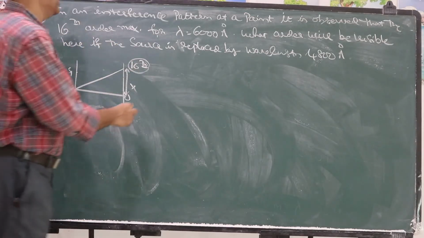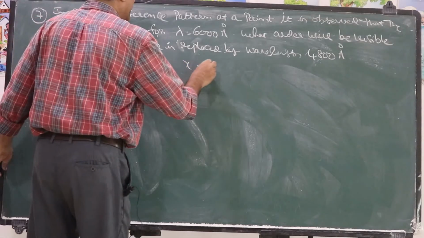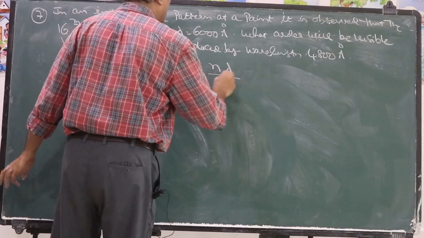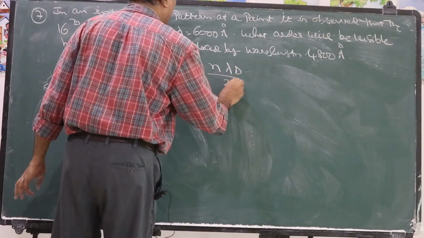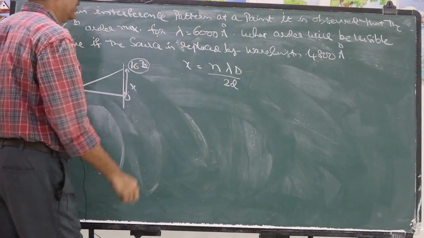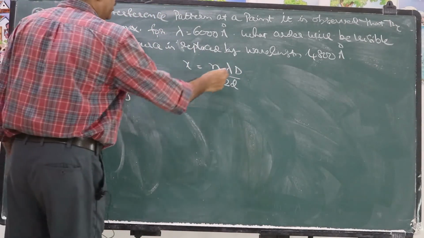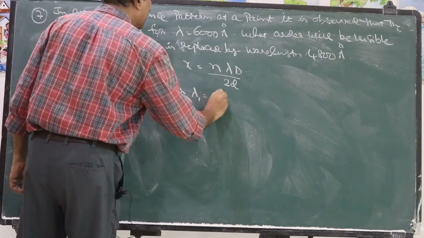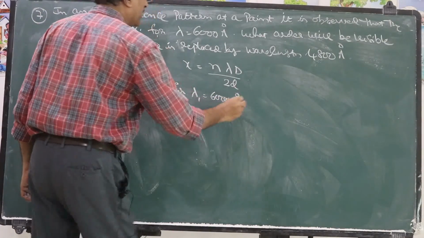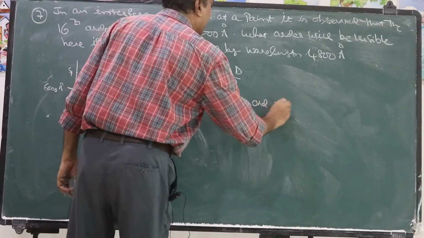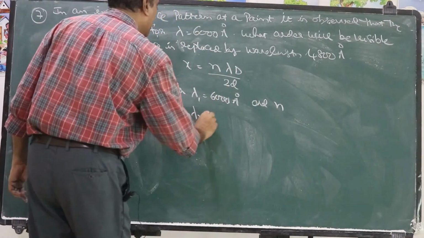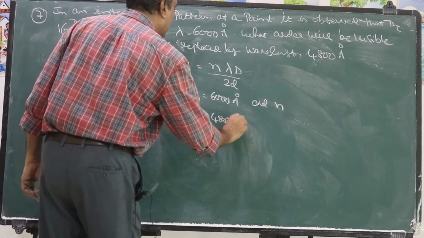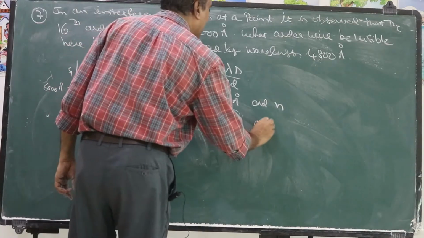So we have the condition x equals n lambda D by 2d. We have this condition. So assume that for lambda 1 equal to 6000 Angstrom, the order is n. For lambda 2 equal to 4800 Angstrom, let the order be m.